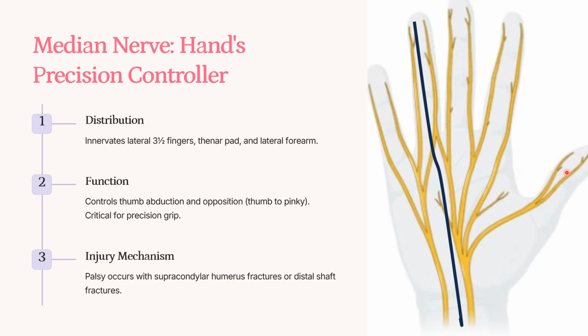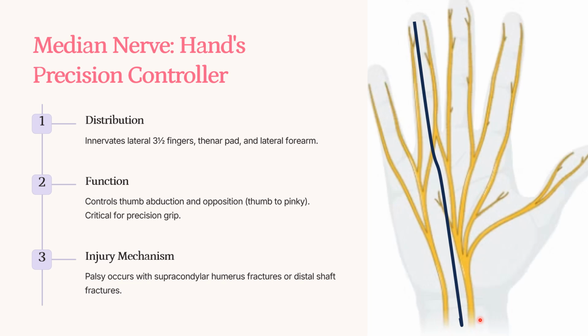As you see, it is supposed to control the thumb movements, isn't it? It also controls thumb abduction and opposition, and it is very critical for the precision grip. What you need to know is that thumb adduction is not controlled by the median nerve. I will be dealing with this in detail in the ulnar nerve, because thumb adduction is controlled by the ulnar nerve. One should also know that apart from the lateral 3.5 fingers, this thenar pad and the lateral forearm are also supplied by the median nerve.